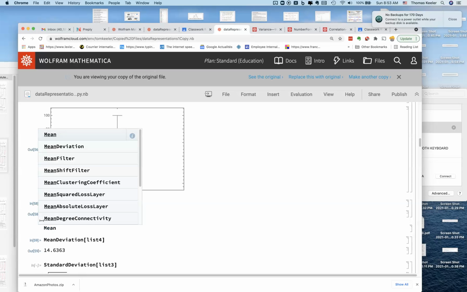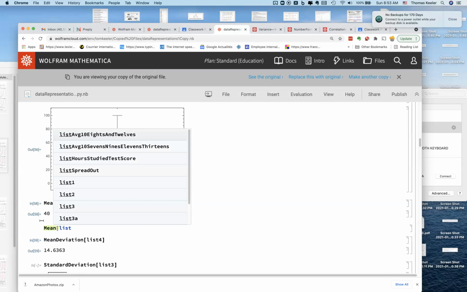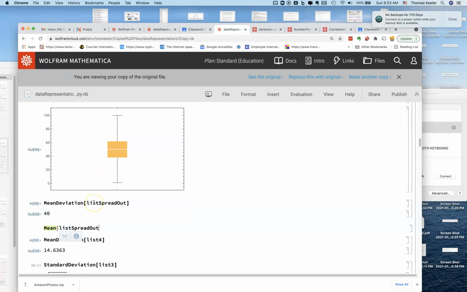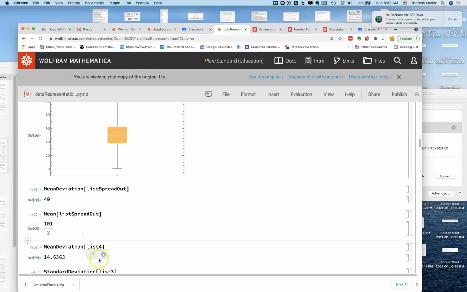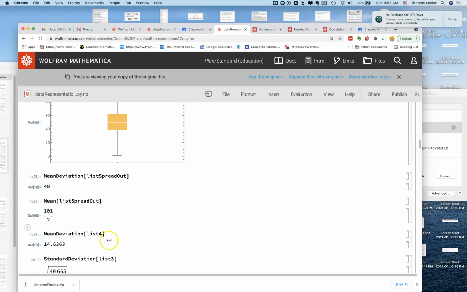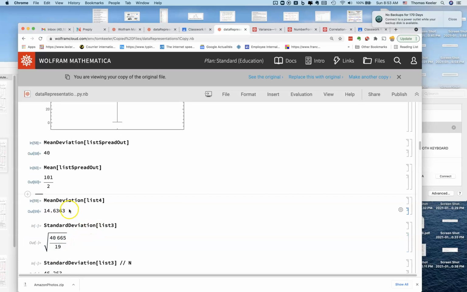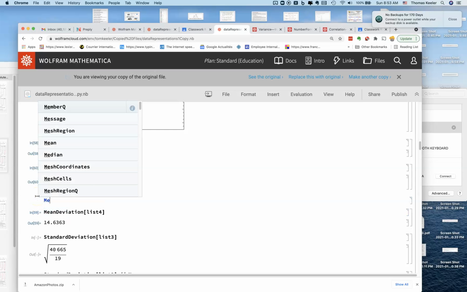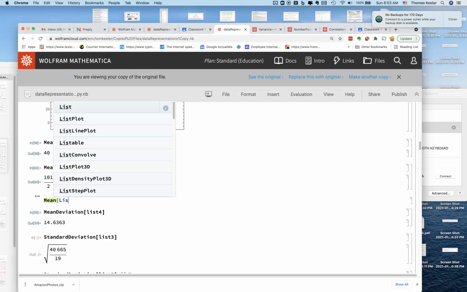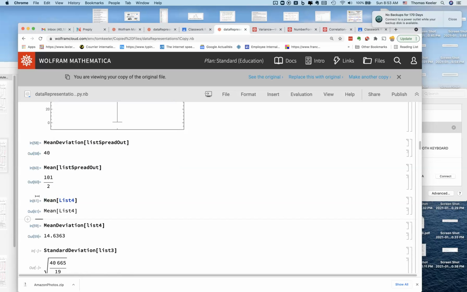What if we do, let's say, what is the mean of list spread out? What's the mean of it? Okay, what's the average of it? Oh, so the average of that is right around 50, right? And what's the mean of the one that we've added all the stuff to, list 4? Oops, and notice how it didn't like that. Well, it's because I used a capital letter there. So I'll try again.